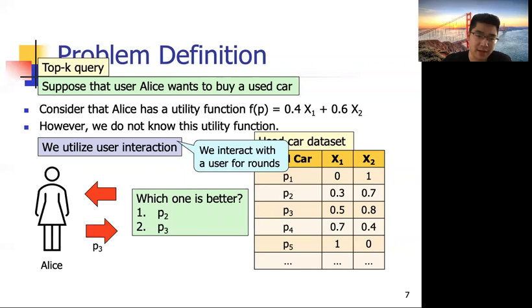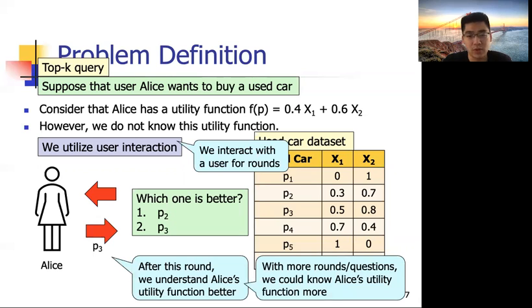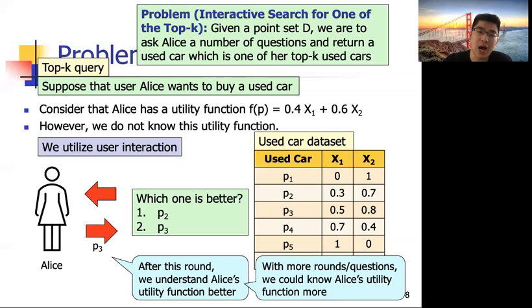Based on Alice's feedback, we can understand her utility function better. With more rounds, with more questions asked, we could know Alice's utility function more. Then, based on the learned utility function, we are able to recommend used cars to Alice. Thus, our problem is interactive search for one of the top K. Given a point set, we are to ask Alice a number of questions and return a used car, which is one of her top K used cars.